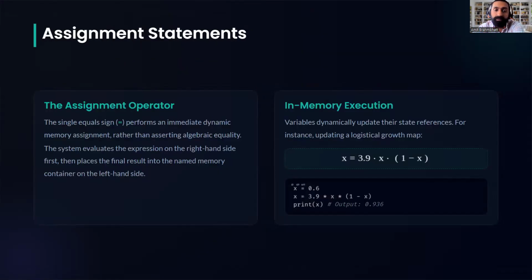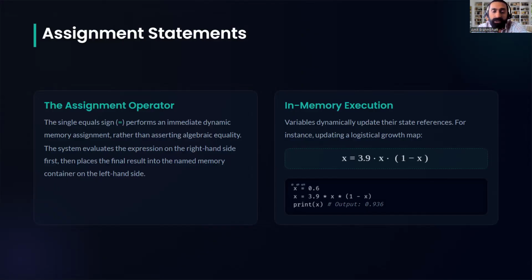Assignment statements. Let's look closely at assignment statements. In algebra, the equal sign asserts equality. In programming, however, the single equal sign is an active operator that means evaluate the expression on the right-hand side and assign the resulting value to the variable on the left.